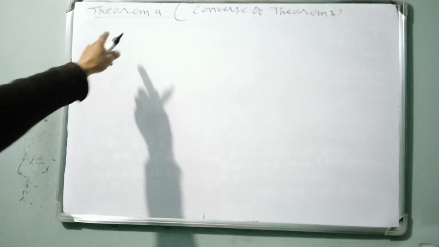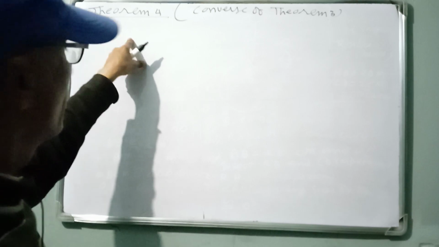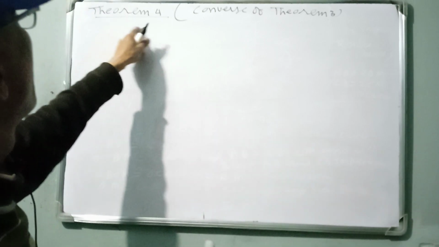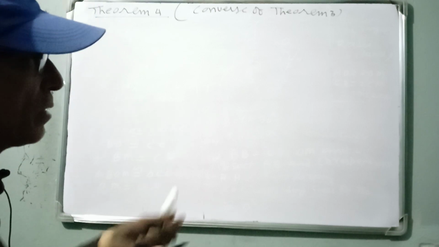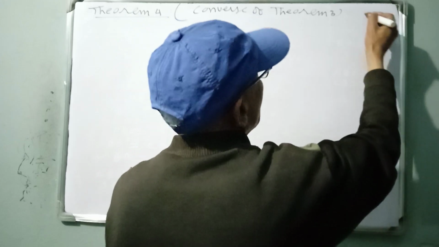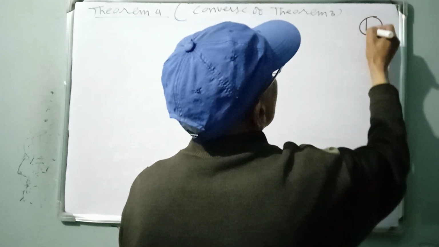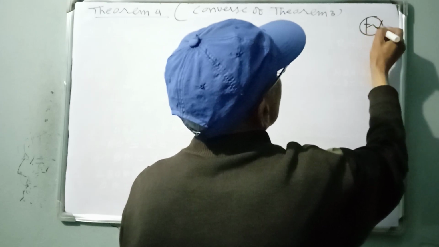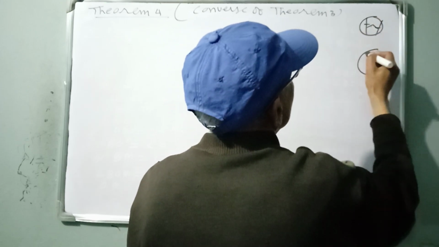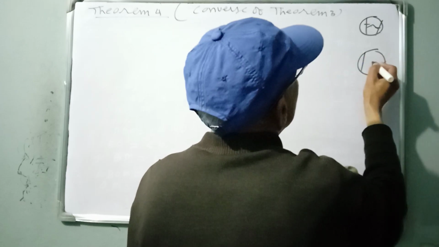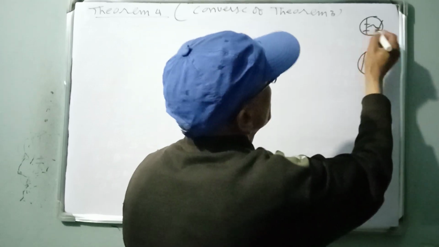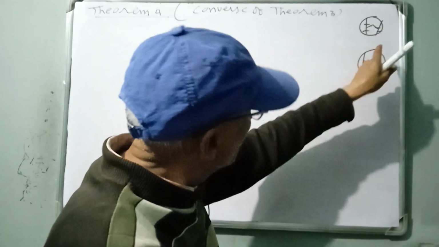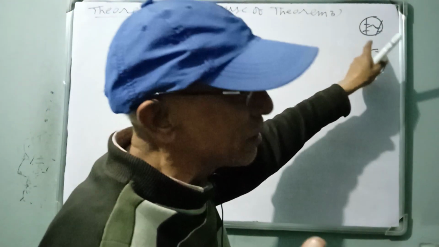Converse of theorem 3, the opposite of theorem 3. The given and to prove are swapped in theorem 4, or converse of theorem 3. I will write down the statement. What is given in theorem 3? In theorem 3, chords are equal. Their distances should be equal. Here, two chords are not equal, but their distances are equal. Remember, in theorem 3 chords are equal, but in this, chords are not equal, their distances are equal.